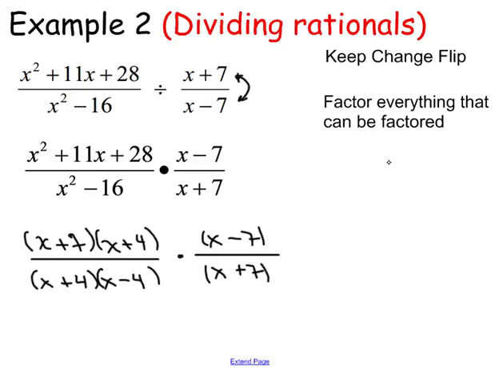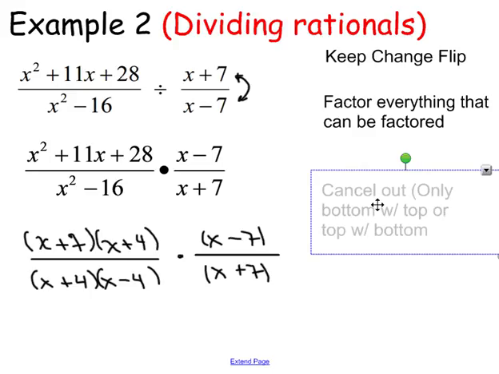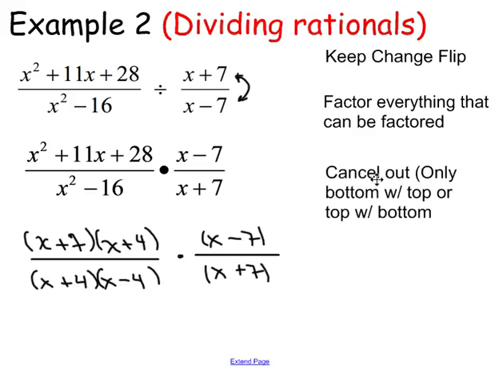So after factoring everything, cancel out only top with bottom. And it says only bottom with top or top with bottom. So what that means is I could cancel out this x plus 7 with this x plus 7. And I could also cancel out this x plus 4 with this x plus 4.